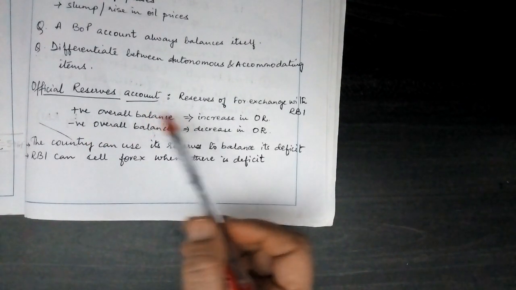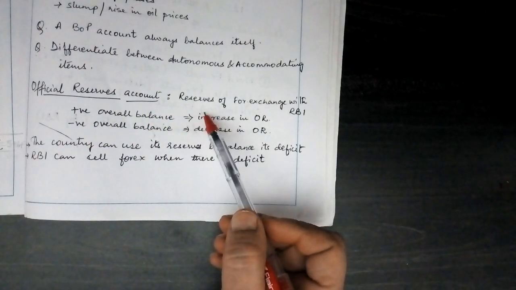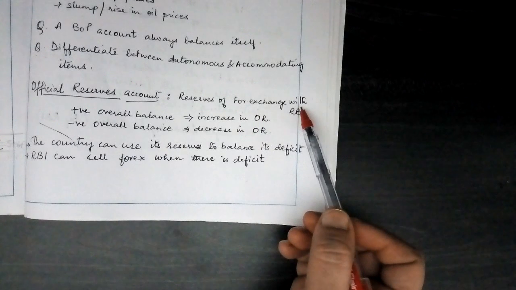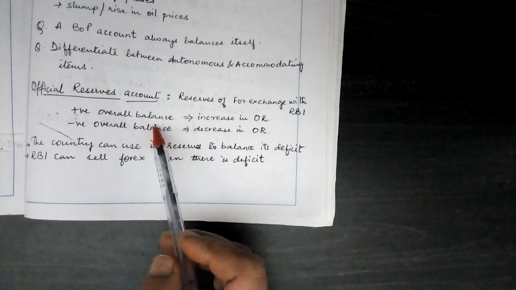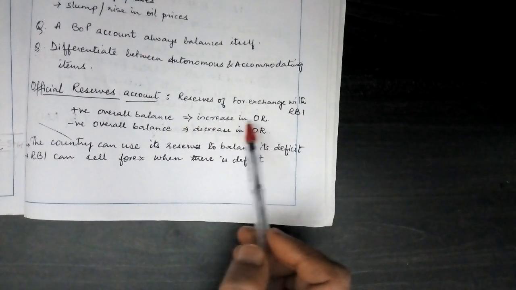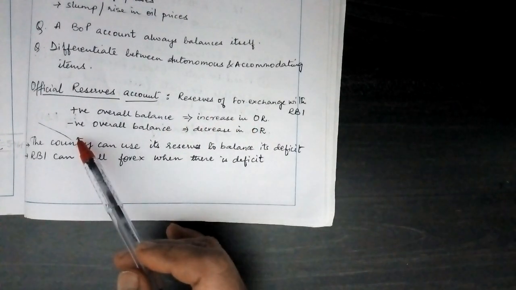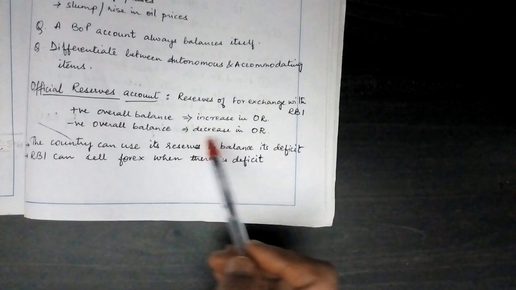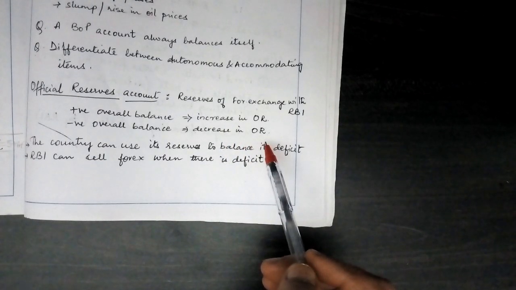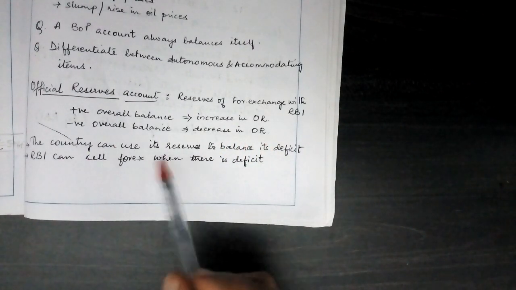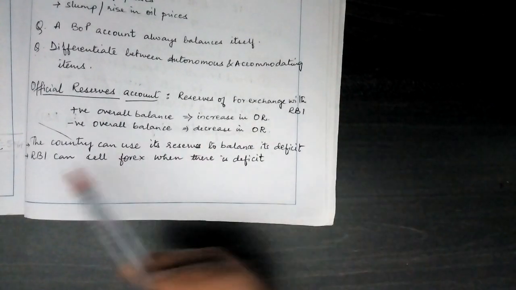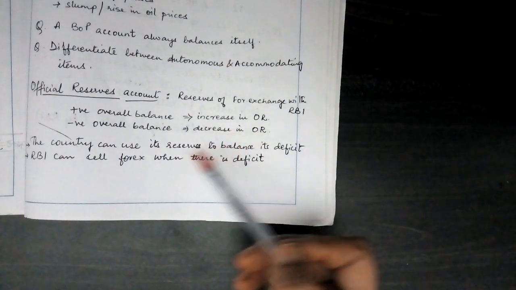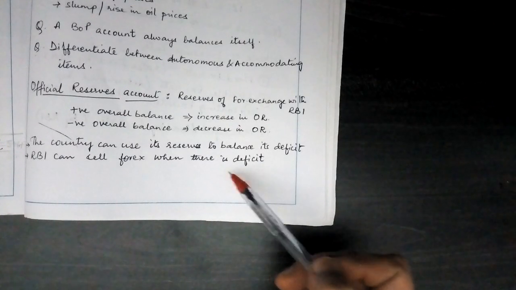The official reserves account has all the reserves of foreign exchange with the RBI. A positive overall balance implies an increase in the official reserves, and a negative overall balance implies a decrease in official reserves. So the country can use its reserves to balance its deficit, and the RBI can sell the foreign exchange when there is a deficit.